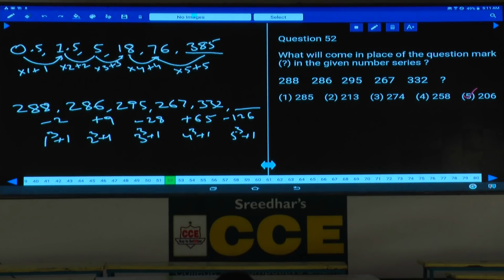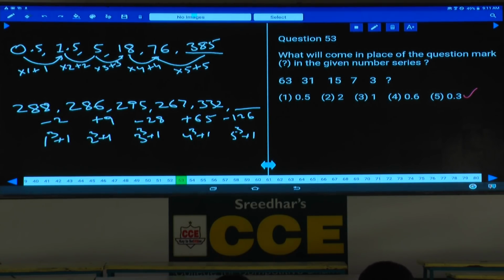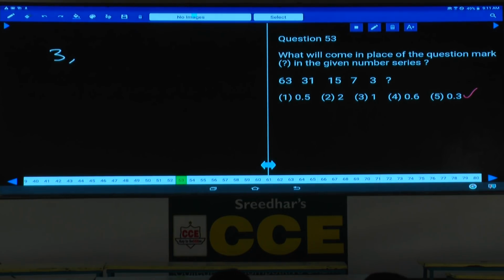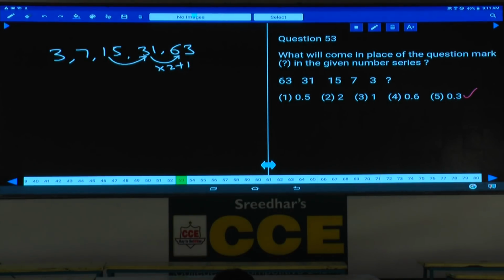Then question number 53, third option. Now the numbers are in the decreasing order. Whenever the numbers are in the decreasing order, always start in the reverse order. 3, 7, 15, 31 and 63, isn't it? Then how to relate this one? 31 into 2, 62 plus 1 is 63, and 15 into 2, 30 plus 1 is 31, 7 into 2, 14 plus 1, 15, and next 3 into 2, 6 plus 1, 7.